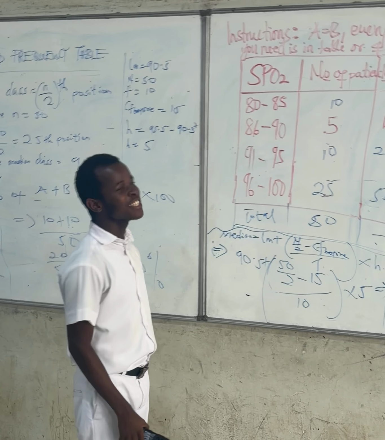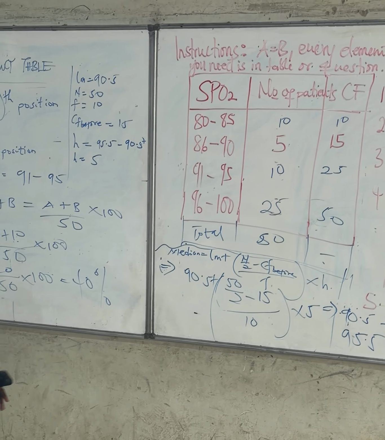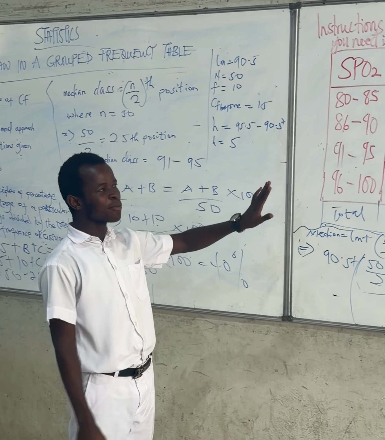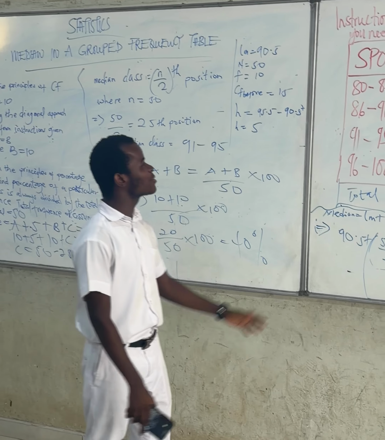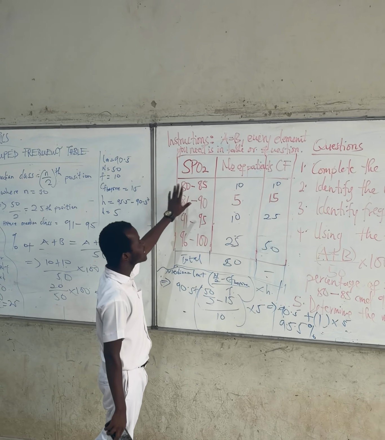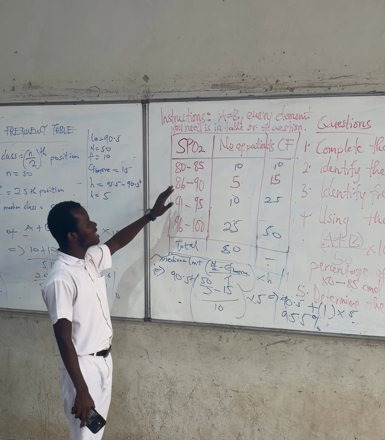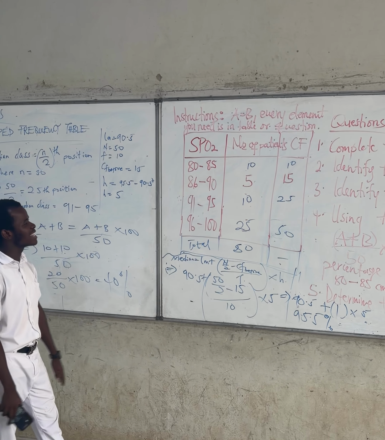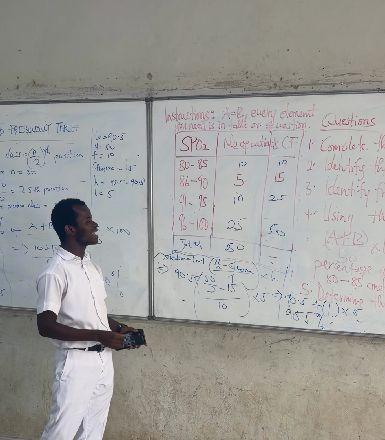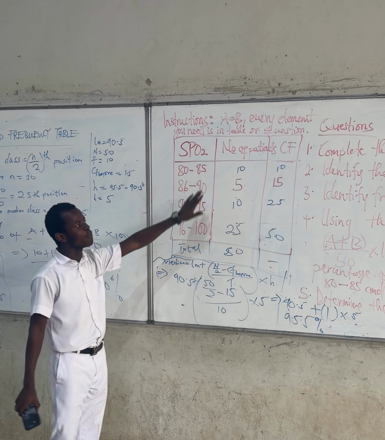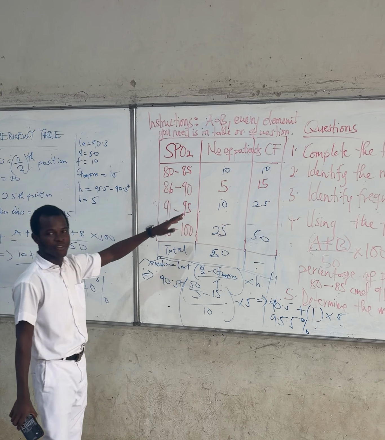says that A is equal to B, and every element you need is in the table or the question. So let's read the question. From the table, we have SPO2 as the variable column, where you have classes from 80 to 85, 86 to 90, 91 to 95, and 96 to 100. And number of patients, which represents our frequency.